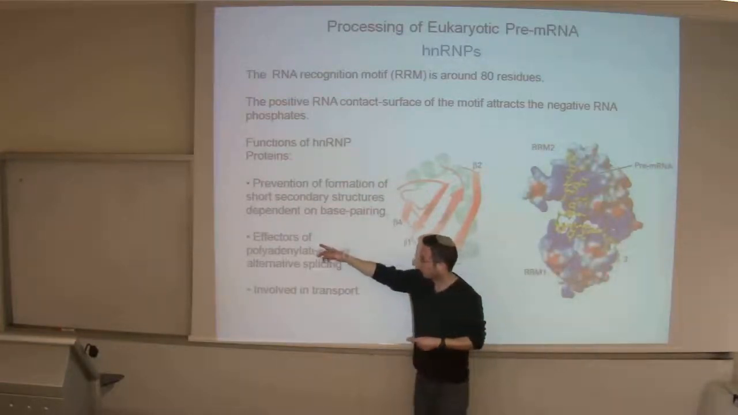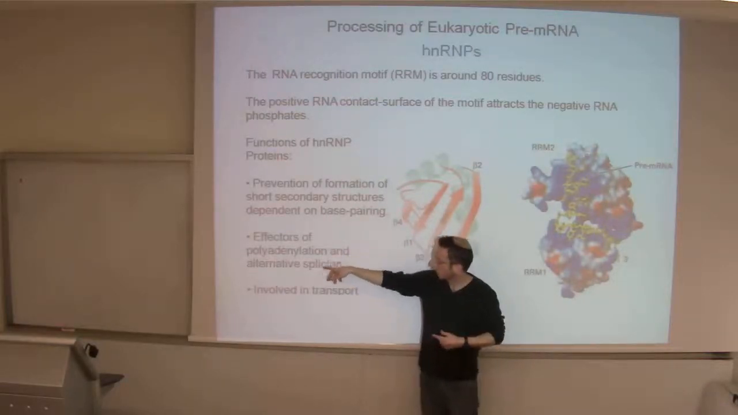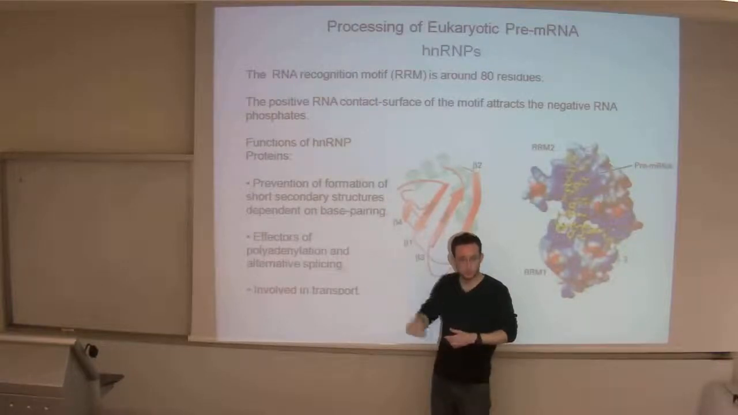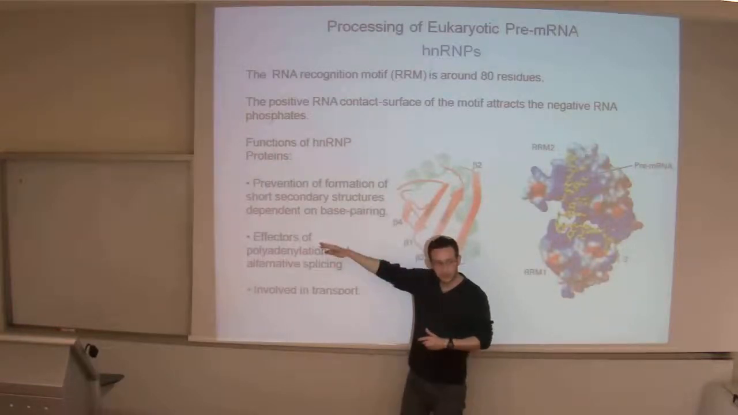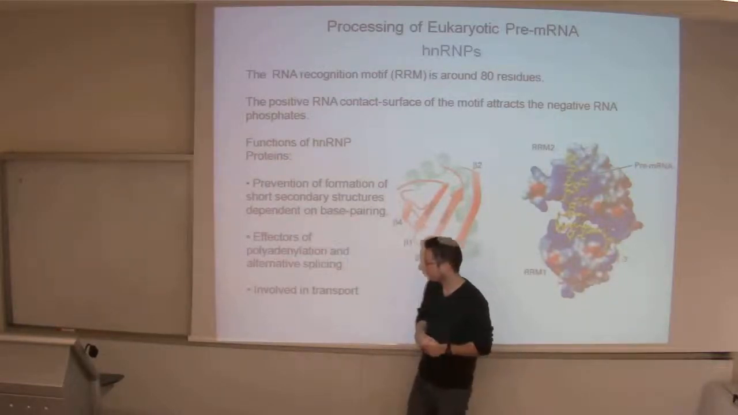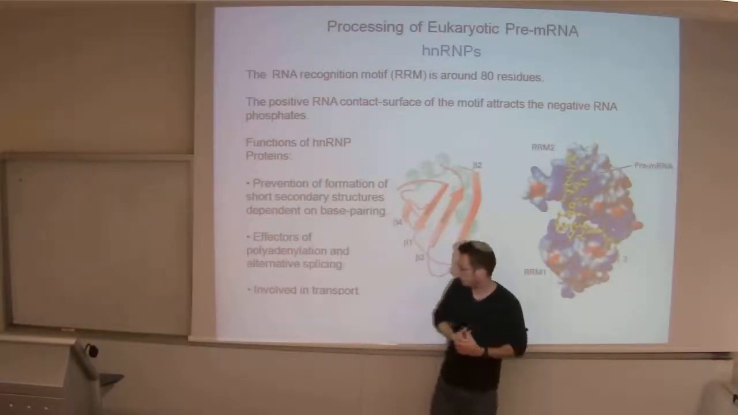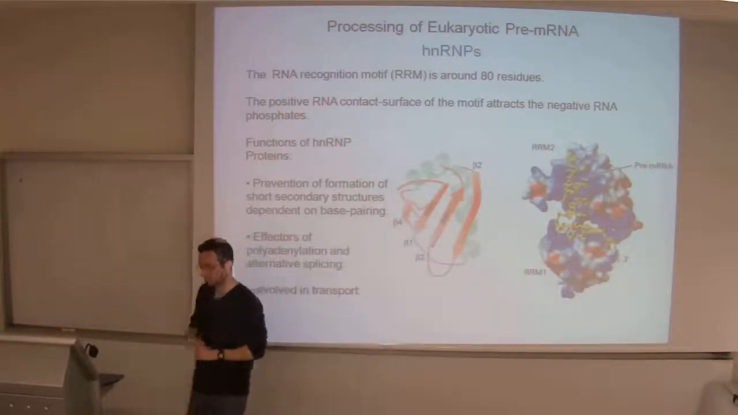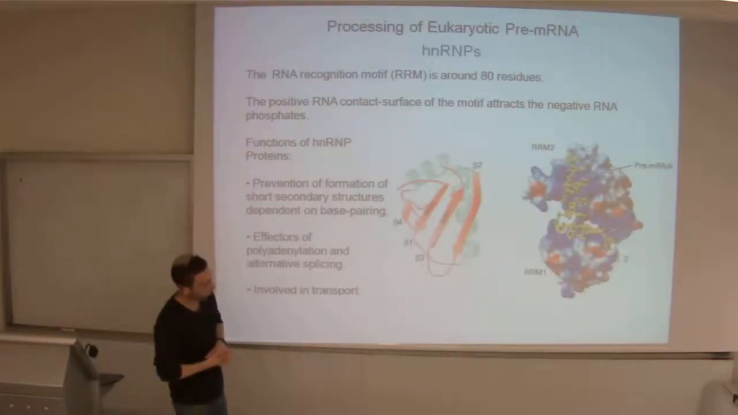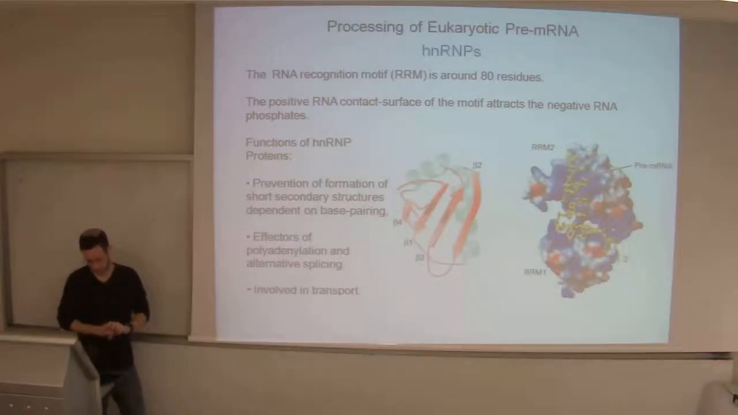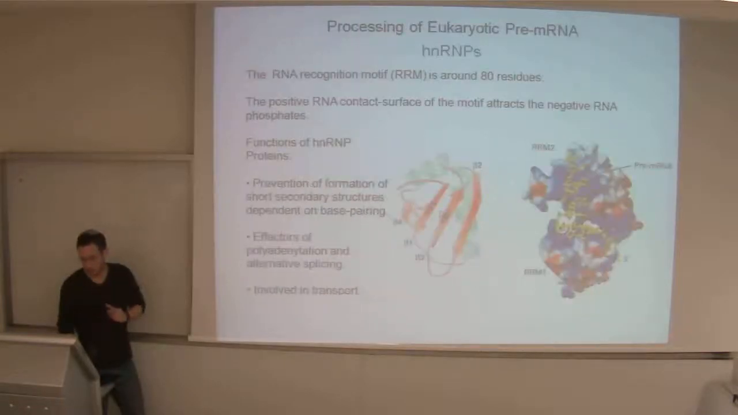HNRNPs are also effectors of the next modifications that we will mention in the next slide or a couple of slides, which are polyadenylation and alternative splicing, the two next steps in processing in the nucleus. So they are a linking chain for the next steps. It was also shown that they are involved in transport of RNA through the nuclear pore, and also of RNA to different compartments in the cell. Okay, so this was HNRNP.